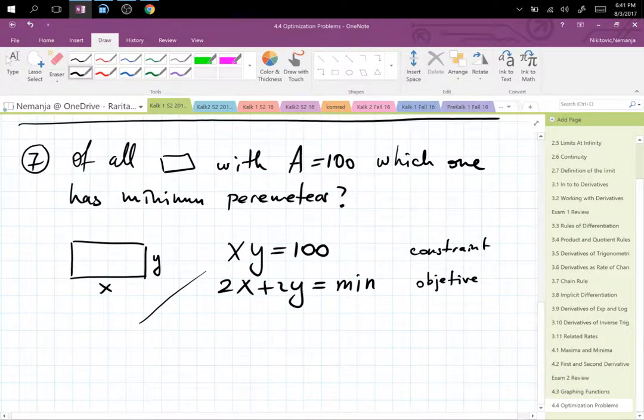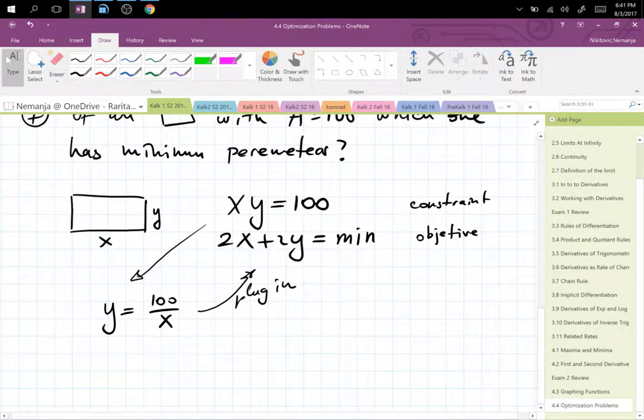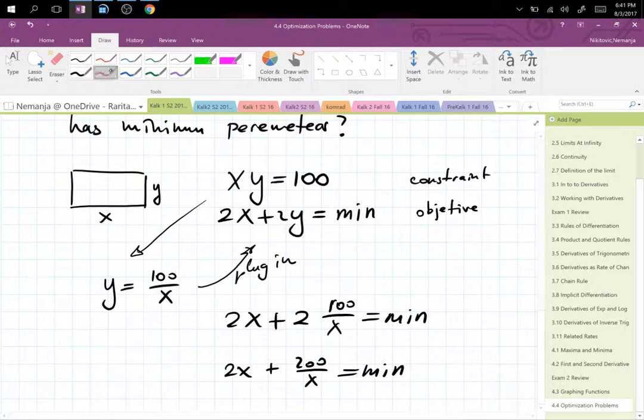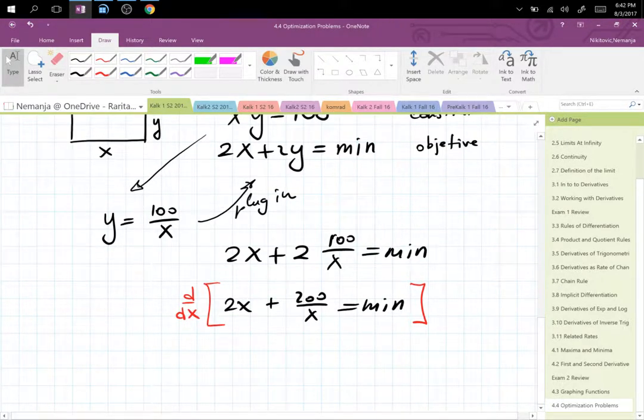So what do we do? We take the constraint and we say y is equal to 100 over x, right? And then we plug in. So we get 2x plus 2 times 100 over x equals a min. So that's 2x plus 200 over x equals a min. And look, the entire equation is simplified, and it only has one variable, which means it's ready for us to hit it with a derivative.